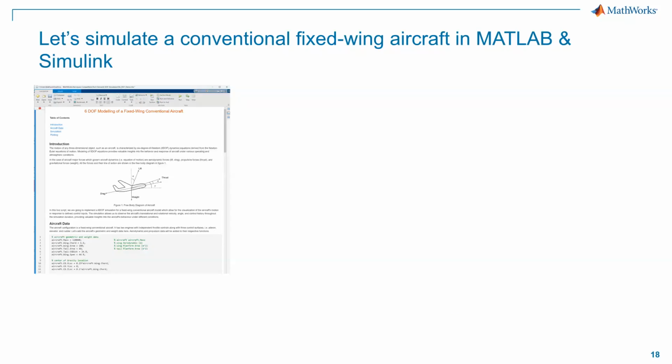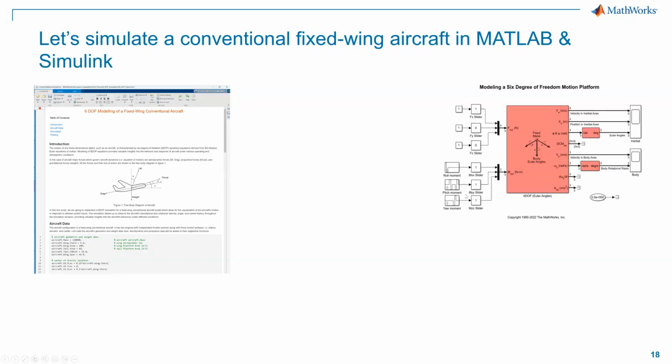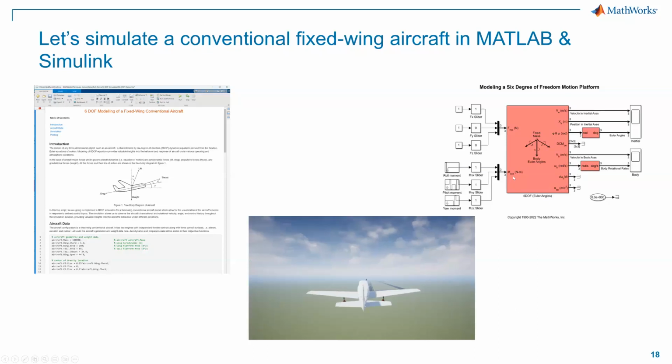Now that we understand how a simulation is performed, let's move forward and simulate a conventional fixed wing aircraft in MATLAB and Simulink. In this section we will move to the software tools. First we'll see the six degree of freedom modeling in MATLAB, followed by the similar thing in the Simulink platform, and finally I will take you to another demo where we'll have a picture realistic simulation, something like this. Let's move to the tool quickly and see how we do it.